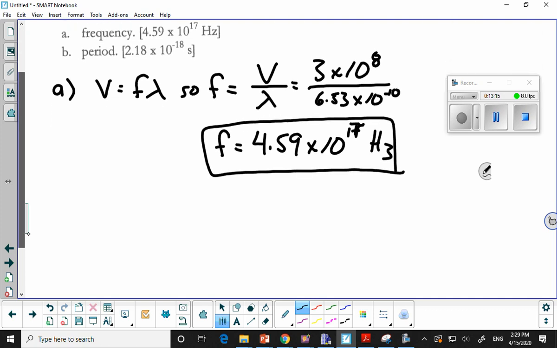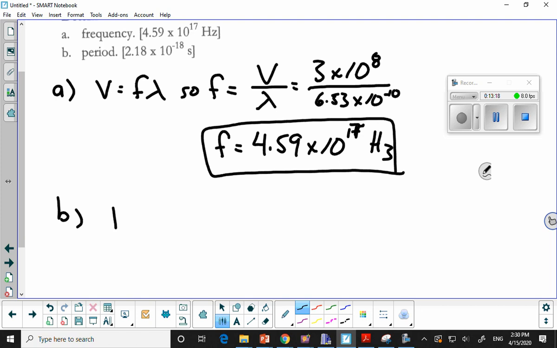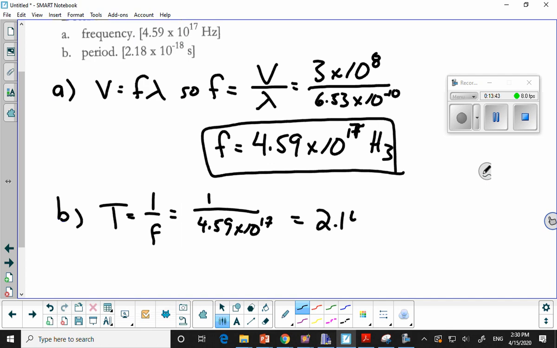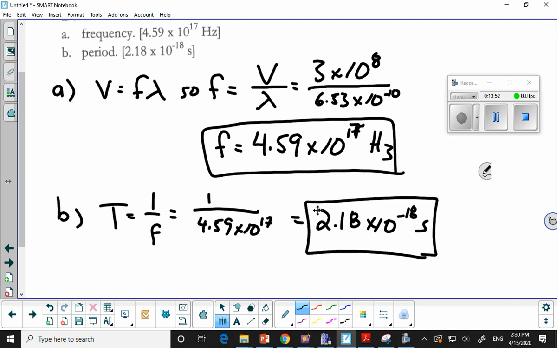Now we want to find the period from that. Remember the formula to relate period and frequency. Period is the inverse of frequency. 4.59 times 10 to the 17 hertz. So I have that number in my calculator. I'm just going to hit my inverse key. Enter. I get 2.18 times 10 to the minus 18, the period of one wave. So hit pause, take a few seconds, and get that all copied down.